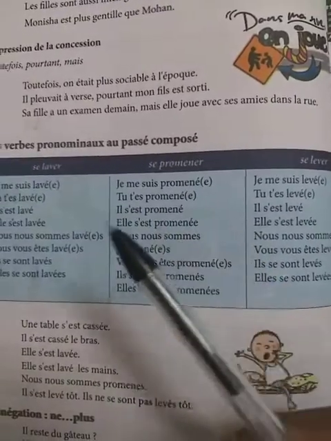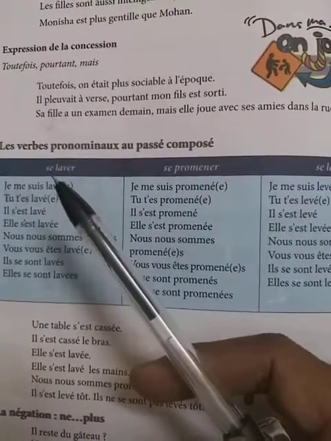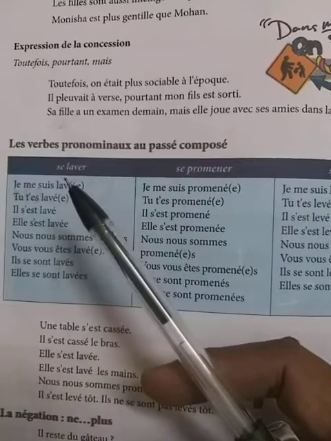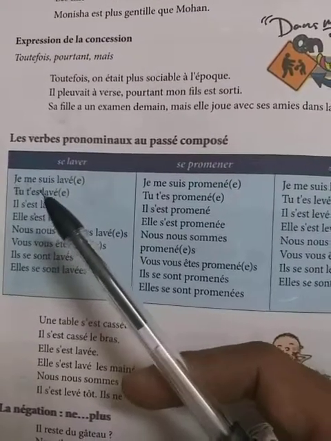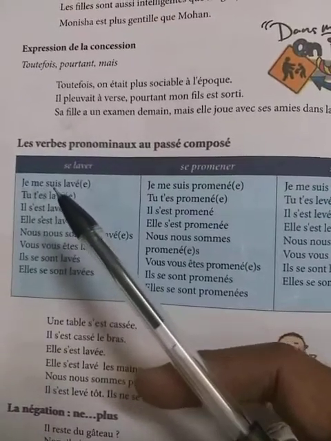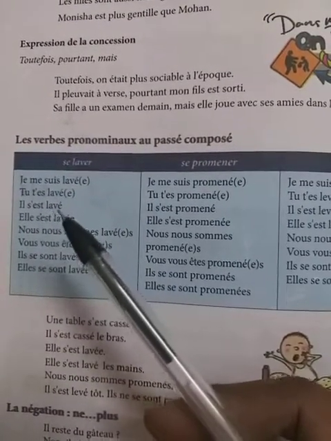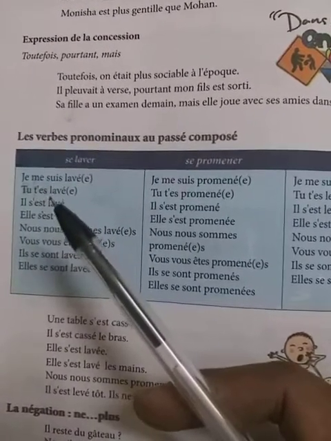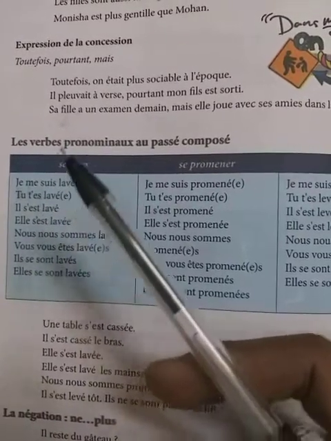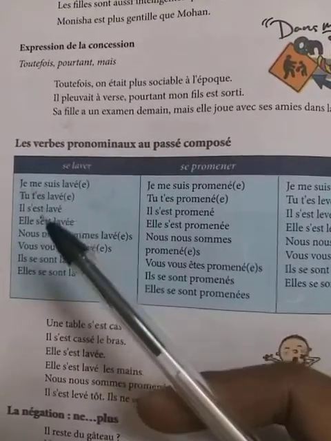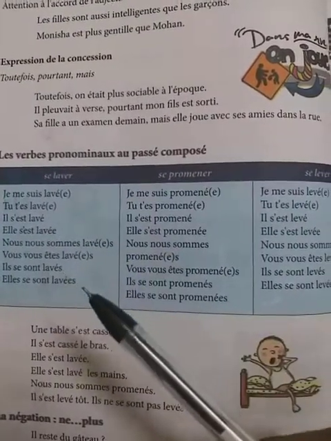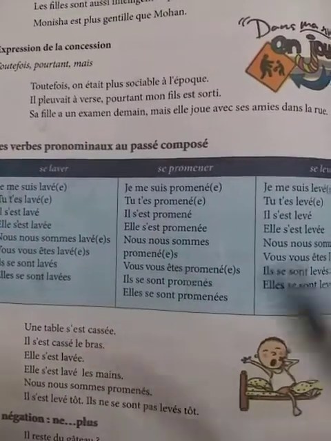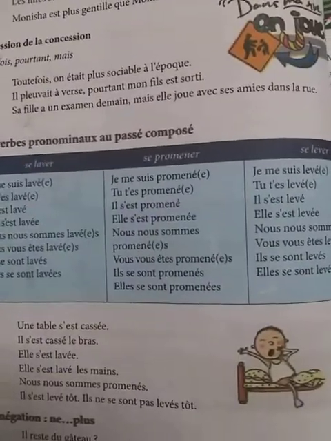If the verb starts with a vowel, SE becomes S apostrophe. Otherwise, SE will remain as it is. Similarly, ME becomes M apostrophe, TE becomes T apostrophe, if the verb starts with a vowel, otherwise you have to do as it is. This is the pronominal verbs into past tense. Like this, you have to do the sixth grammar exercise.